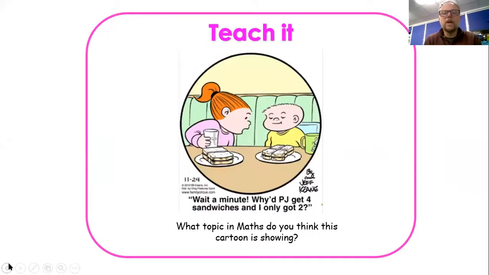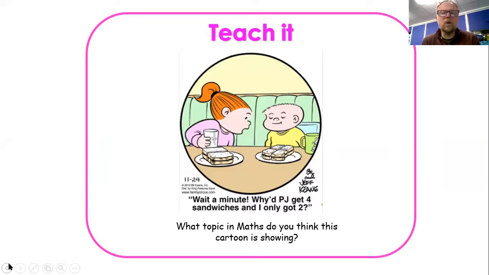There you go. Right, let's just have a look at this quick slide of the girl in the ginger hair. Doesn't seem to be very happy with the little boy. Wait a minute, why did PJ get 4 sandwiches and I only got 2? If you look closely, has PJ had more sandwiches or something different happened? Yeah, they've both had the same amount of sandwiches, it's just been cut differently.